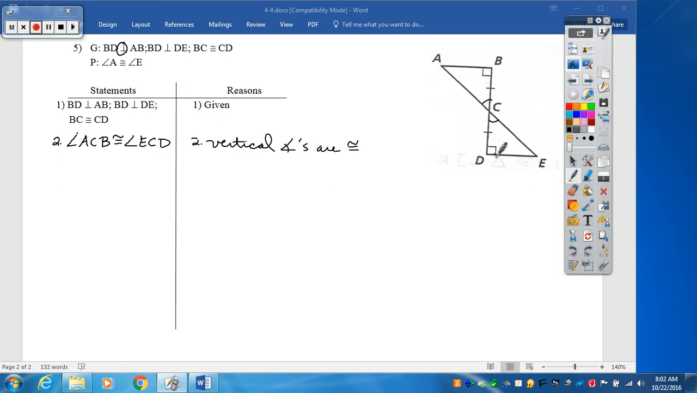So what I'm going to do here for a third step, I'm going to go ahead and put down that angle B and angle D are right angles. Okay. Now, how did I know that? Well, it was by the definition of perpendicular.